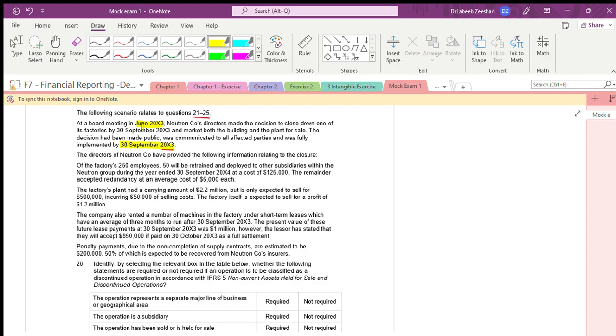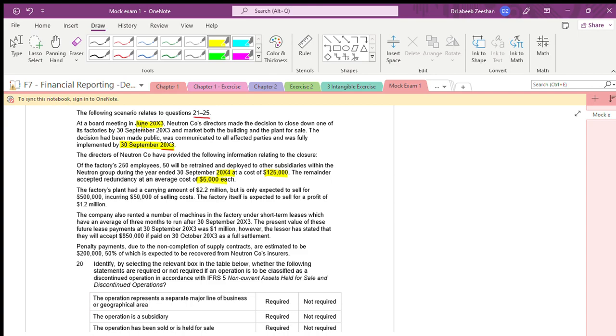Of the factory's 250 employees, 50 were retrained and deployed to other subsidiaries within the Neutron group during the year to 30th September 2004, at a cost of this much. The remainder accepted redundancy, and the average cost is how much? 5,000. Redundancy means they don't have any job, they just have to leave. For that time period they will pay for them.